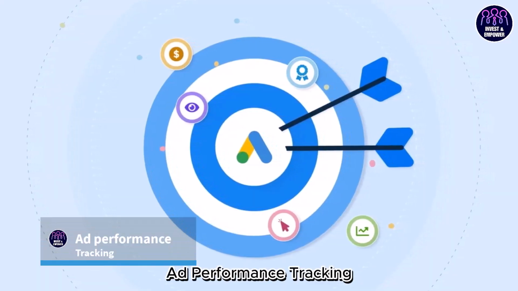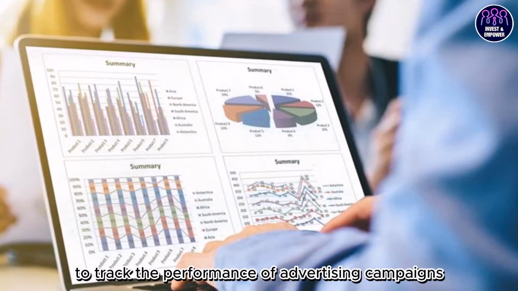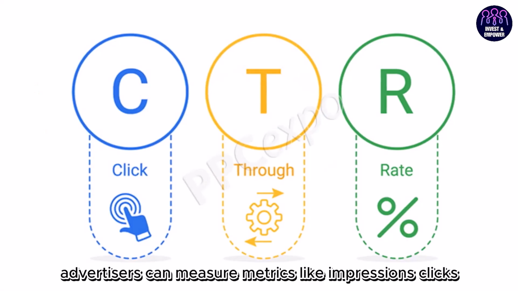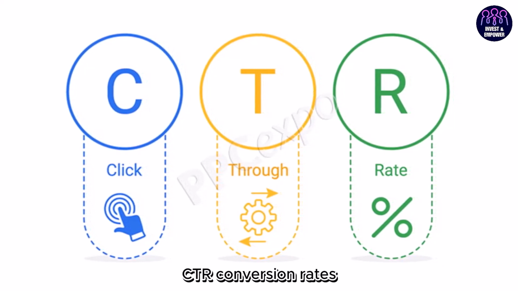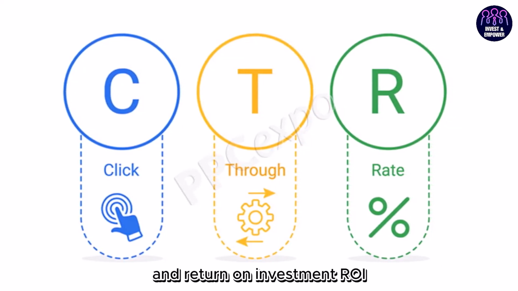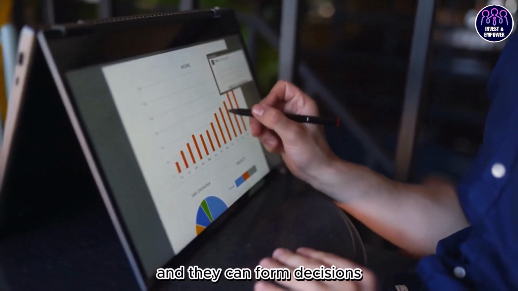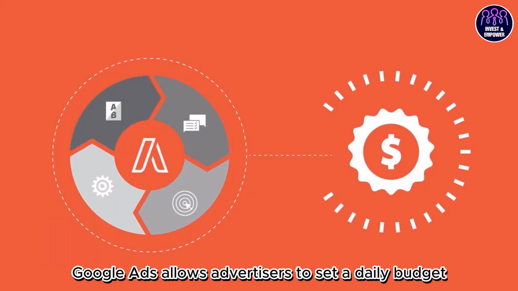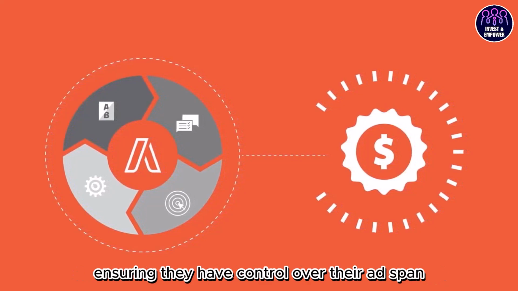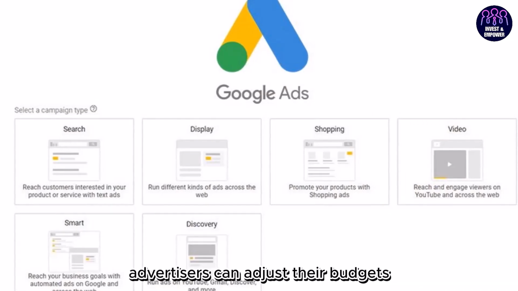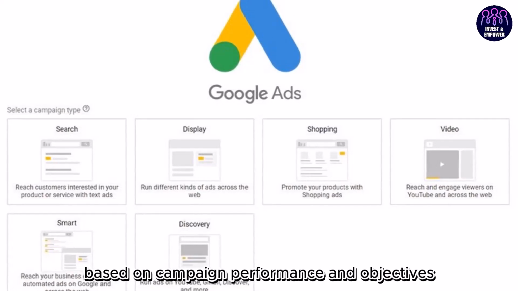Ad performance tracking. Google Ads offers comprehensive reporting and analytics tools to track the performance of advertising campaigns. Advertisers can measure metrics like impressions, clicks, click-through rates, CTR, conversion rates, and return on investment (ROI). This data helps optimize campaigns and make informed decisions. Budget control. Google Ads allows advertisers to set a daily budget for their campaigns, ensuring they have control over their ad spend. Advertisers can adjust their budgets, bids, and targeting parameters based on campaign performance and objectives.